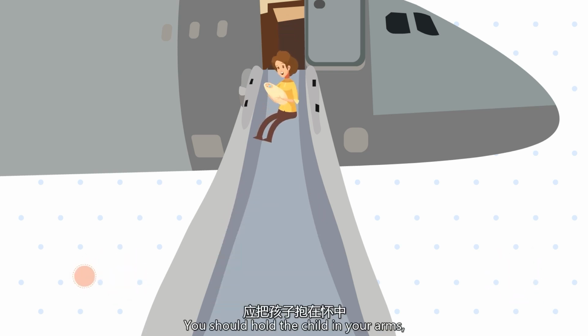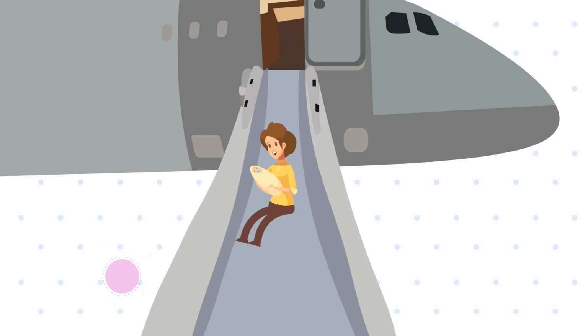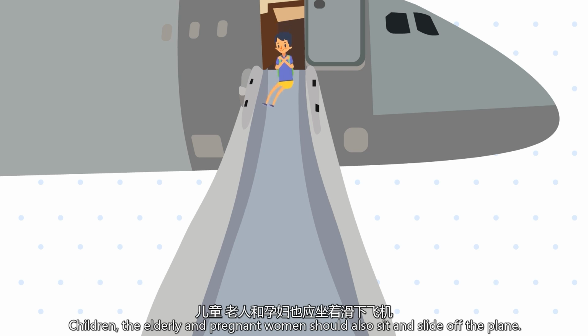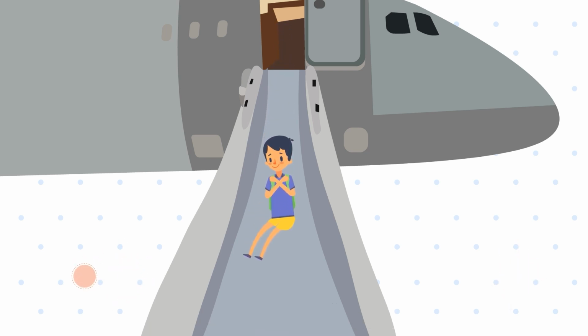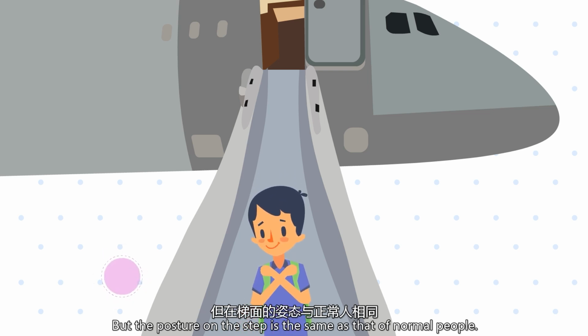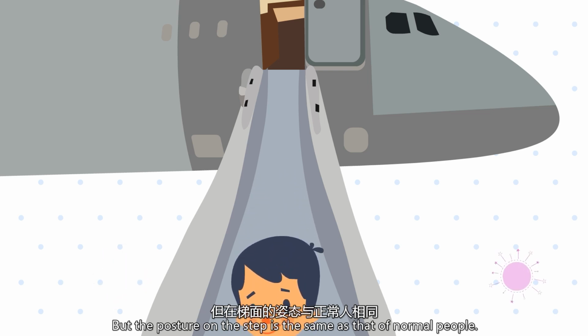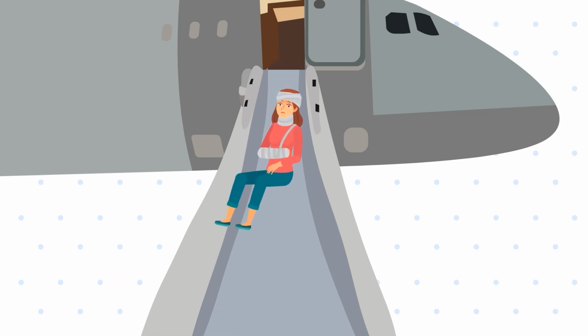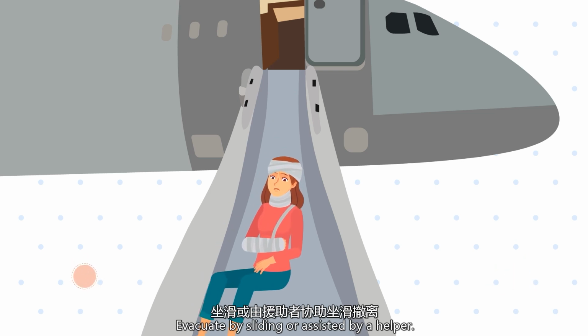Passengers with children should hold the child in their arms, sit, and slide off the plane. Children, the elderly and pregnant women should also sit and slide off the plane, but the posture on the slide is the same as that of normal people. Disabled passengers, according to their own situation, evacuate by sliding or assisted by a helper.